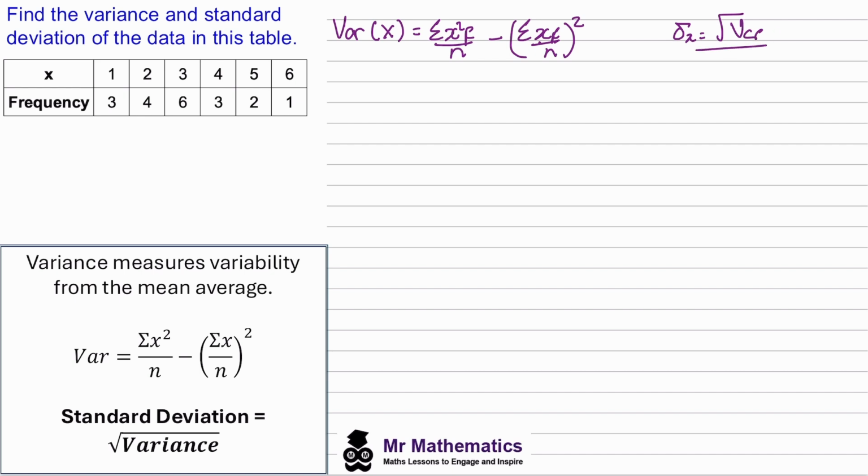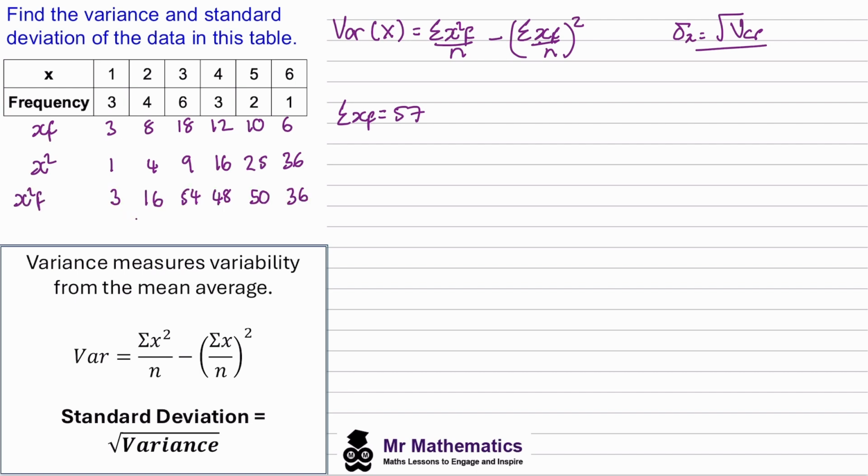Okay? So the first thing I'm going to work out is this average here. So xf will be 3, 8, 18, and so on. We'll add all of these up, and this will give us 57. Then we'll work out x squared, and we'll multiply each of these values by the frequency. And when we add each of these up, we get the sum of x squared f as 207.